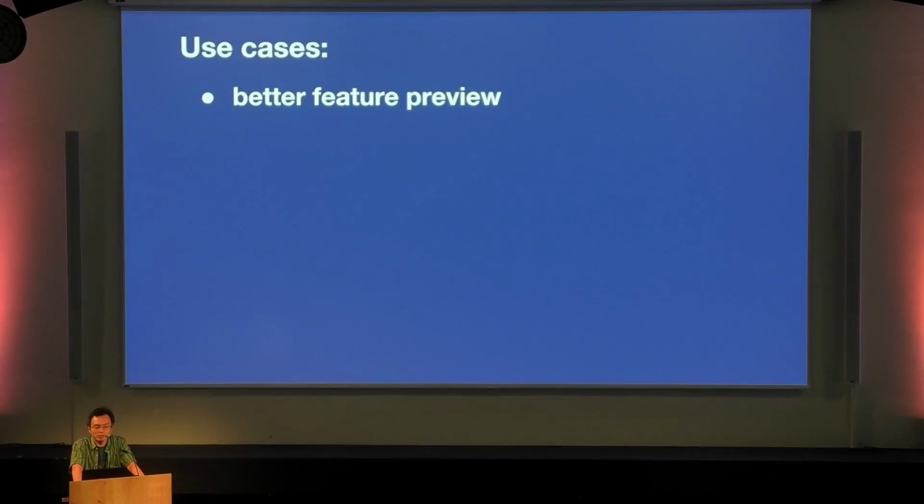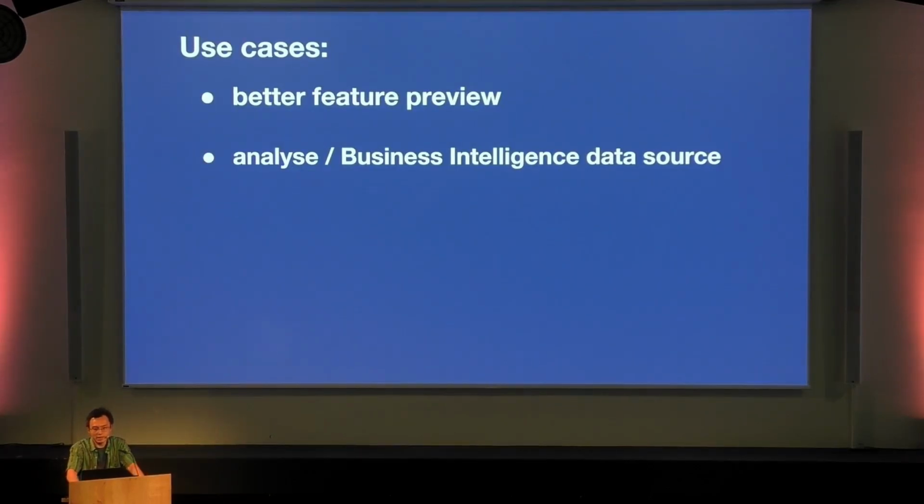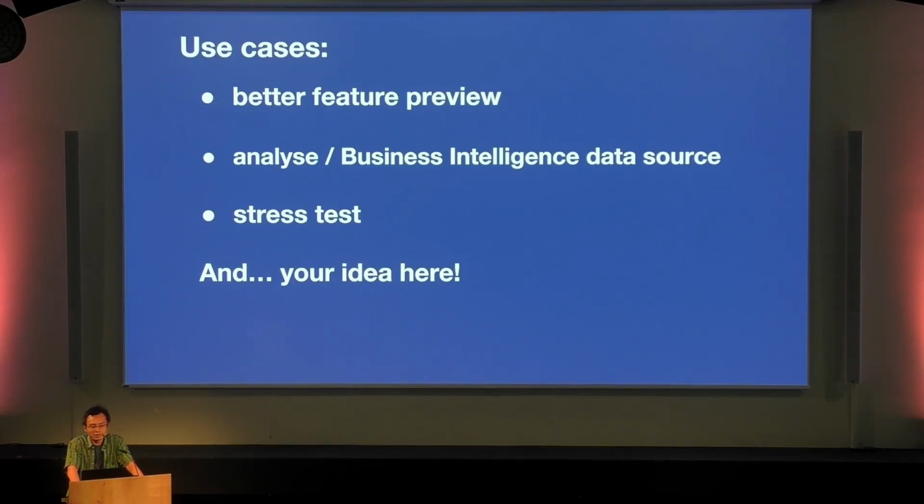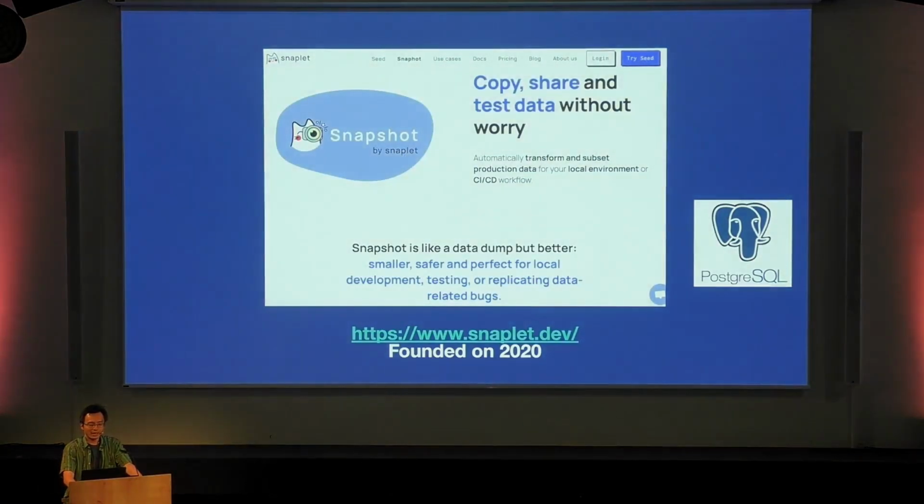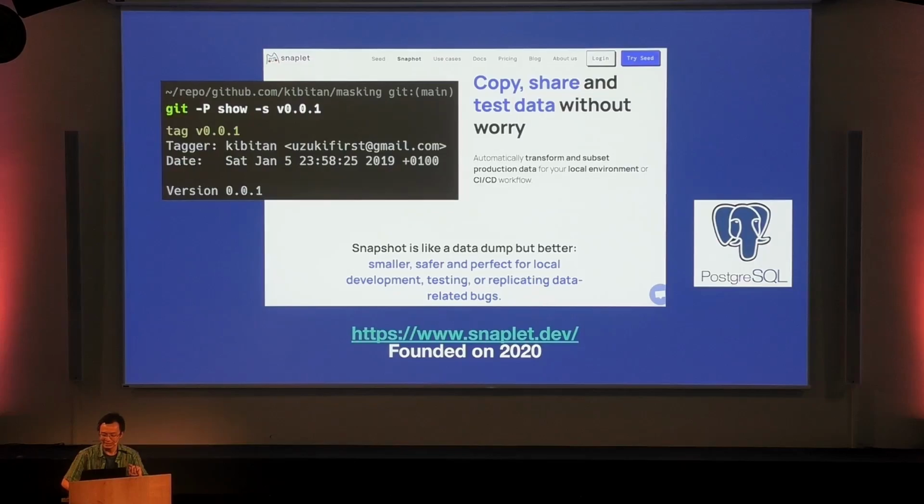Or another use case may be feature previews for your stakeholders, or BI use cases. It's sometimes useful for analyzing purposes only, or stress tests, or there might be a bunch of other use cases. Your idea can be here. And actually, there's a startup doing these same things, founded in 2020, but for Postgres. But the catch is, when I started my masking, the date was 2019. I'm faster than them.